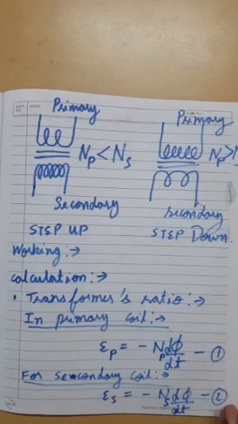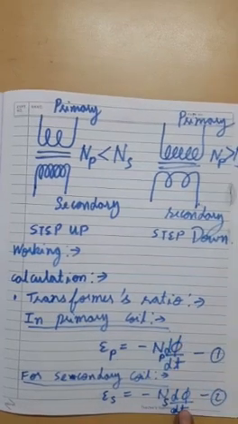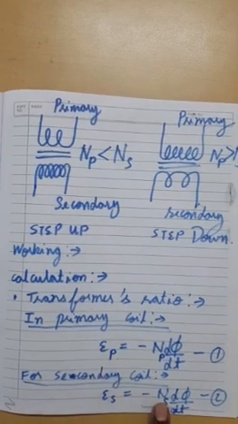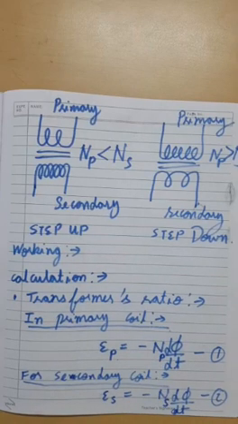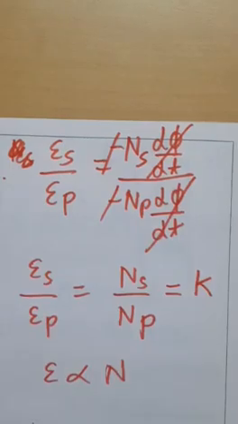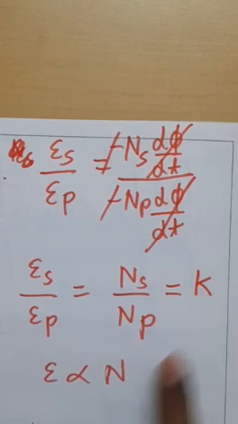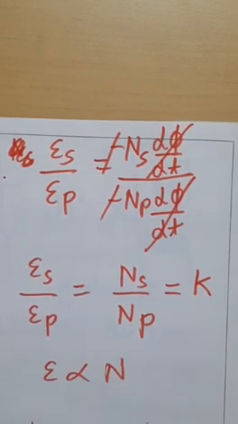So when we divide equation 2 by 1, this d phi by dt would get cancelled out, this minus would also get cancelled out, and our ratio would come ES upon EP is equal to NS upon NP, which means that EMF is directly proportional to the number of turns. Hence if the number of turns is more in the secondary coil, the EMF would increase, while if the number of turns is less in the secondary coil as compared to the primary coil, then the EMF would be reduced, as you can clearly see over here. So ES upon EP is equal to NS upon NP is equal to K. That is, EMF is directly proportional to the number of turns.